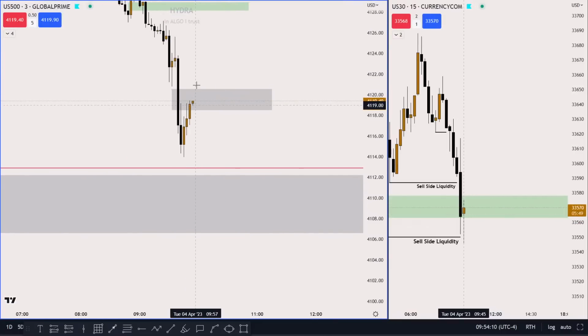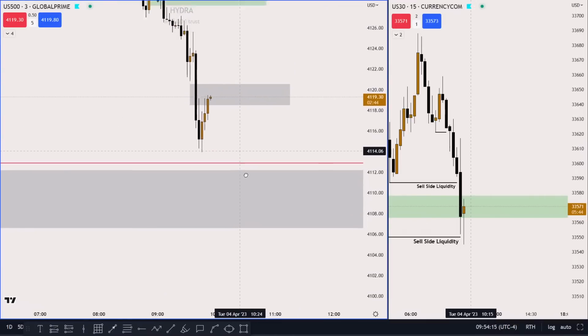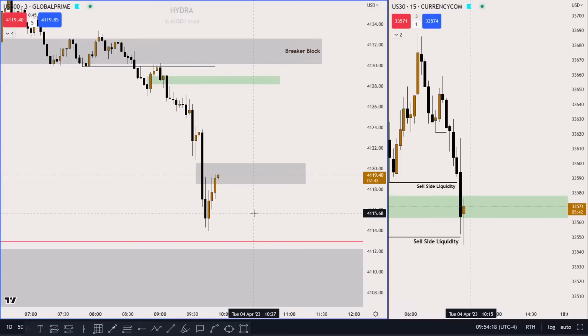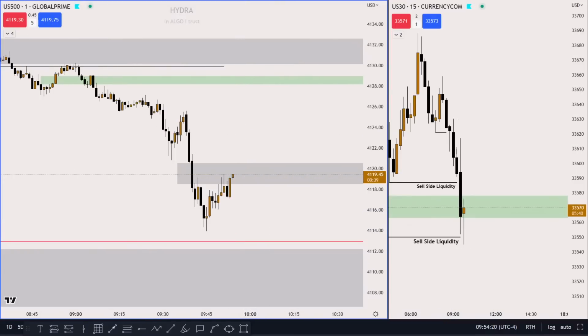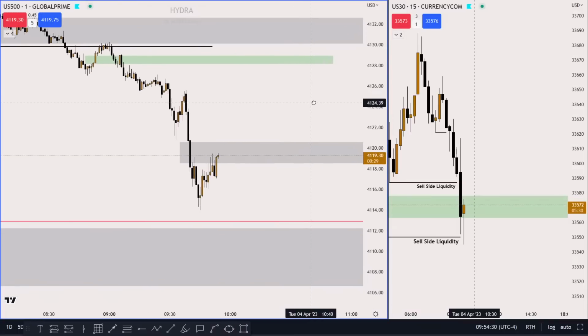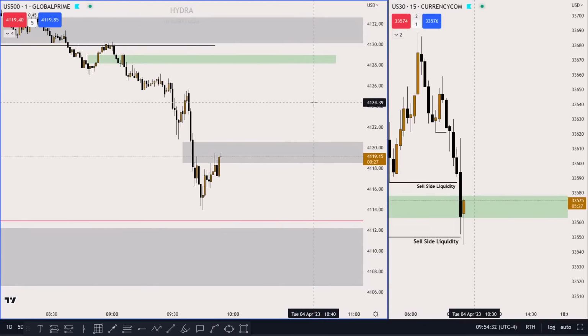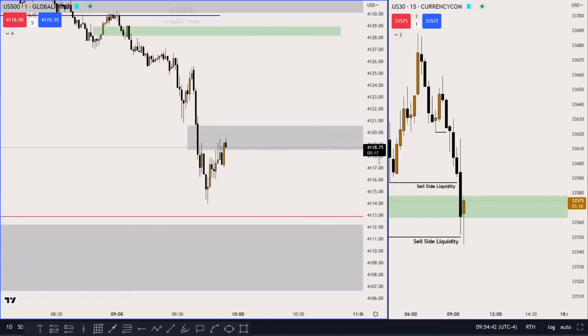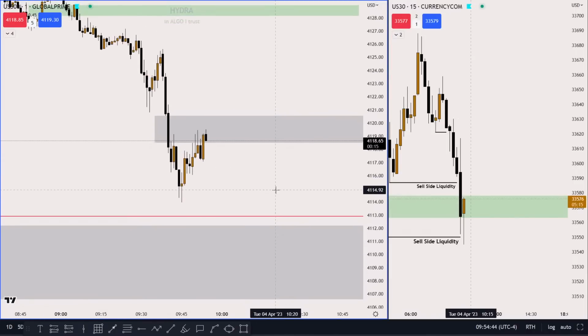I want to see price not closing a candle's body above this fair value gap. And I want to see a breaker block setup. I'm getting a lot of requests to show the breaker block setup again. At the end, I'll do that before I close my trade. Okay, I still don't see a breaker block setup.